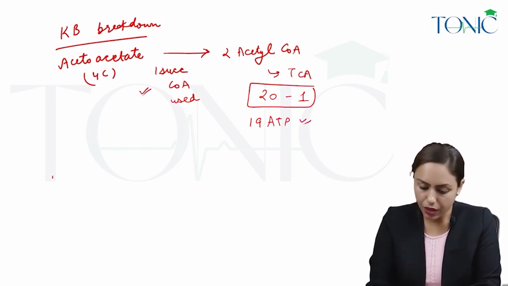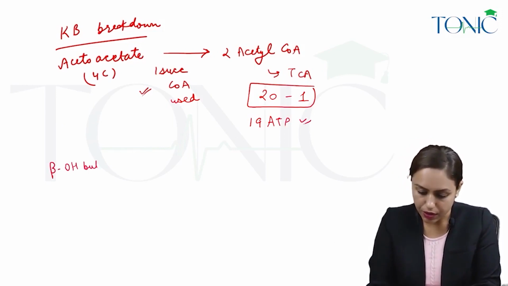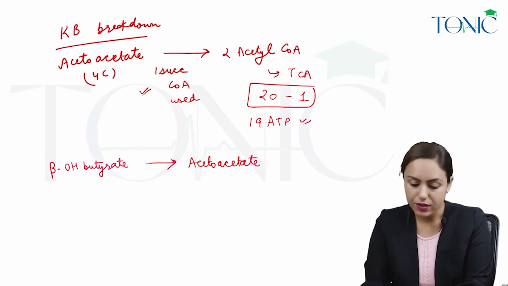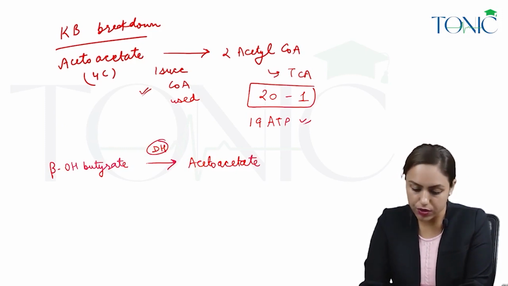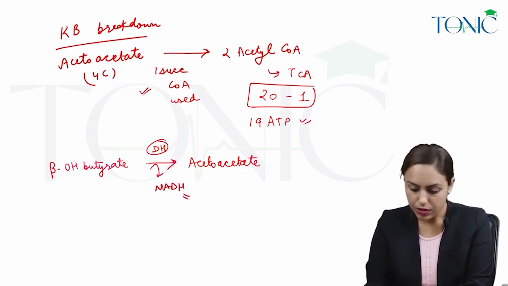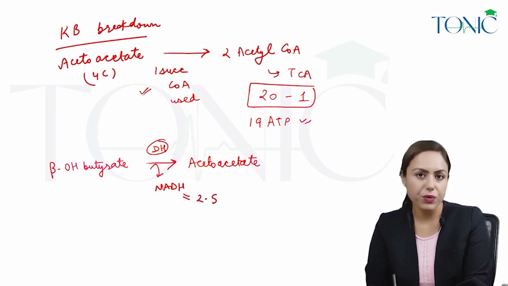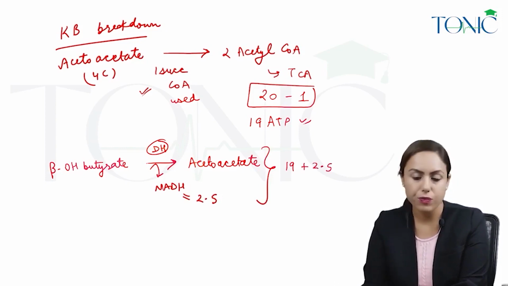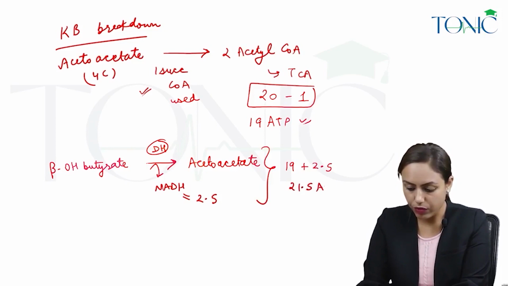Now, what about beta-hydroxybutyrate? Another ketone body. Beta-hydroxybutyrate gets converted to acetoacetate. The enzyme here is a dehydrogenase, beta-hydroxybutyrate dehydrogenase, and NADH is produced here. This NADH will give 2.5 ATP. So, for beta-hydroxybutyrate, 19 plus 2.5 will be 21.5 ATP.